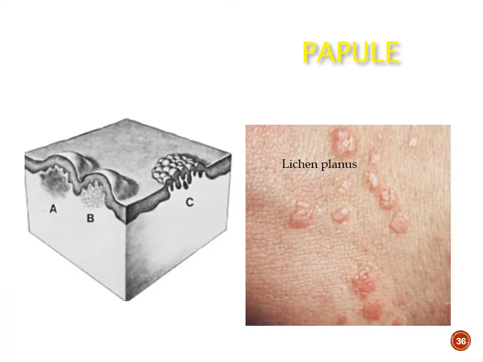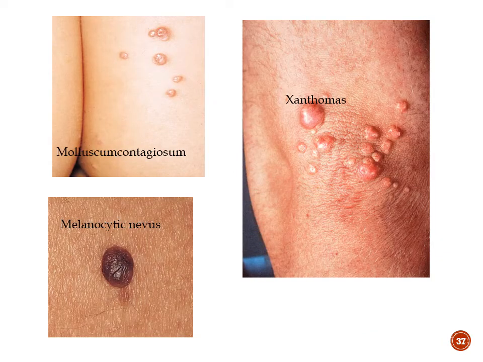Now we go to a papule. A papule is a raised lesion with no visible fluid and is less than 1 centimeter. It can be acuminated, rounded, conical, flat top, or umbilicated. In the picture, we see a flat top papule, and this is often seen in lichen planus. Molluscum contagiosum, which is a viral infection in children, often shows umbilicated papules. Brownish papules are often seen in melanocytic nevus, and yellowish papules are seen in xanthoma.